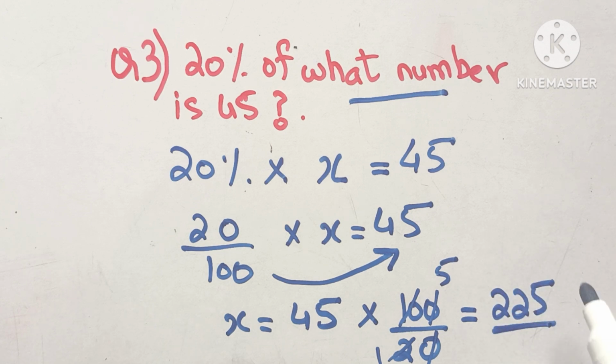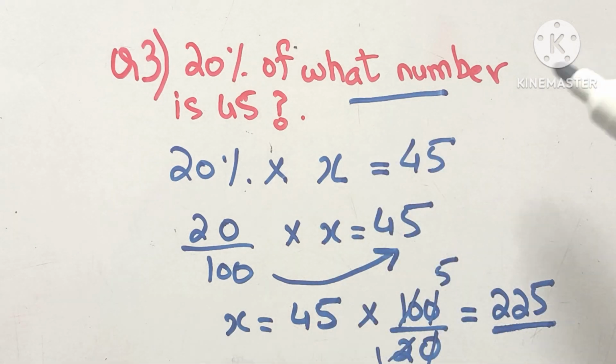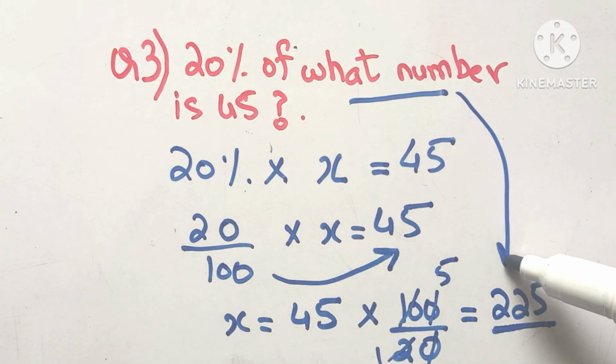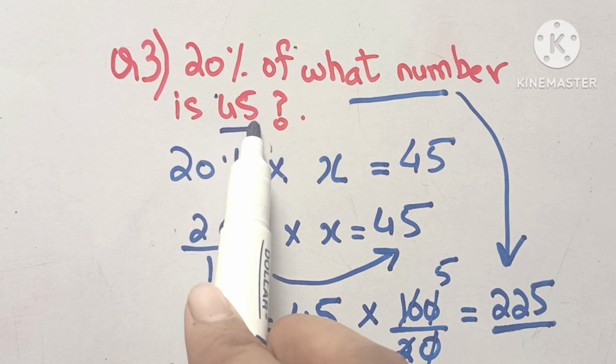So this is the answer, and now see what we have found out. 20% of what number? So this number is 225. If you take out 20% of 225, the answer will be 45.